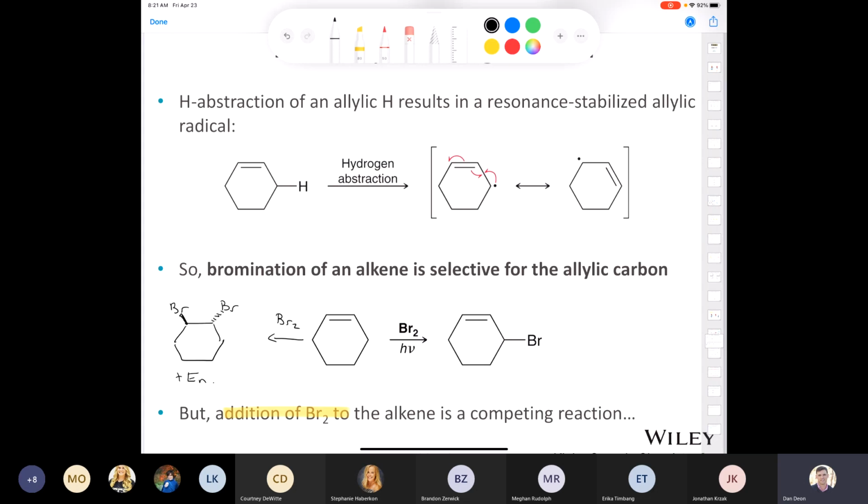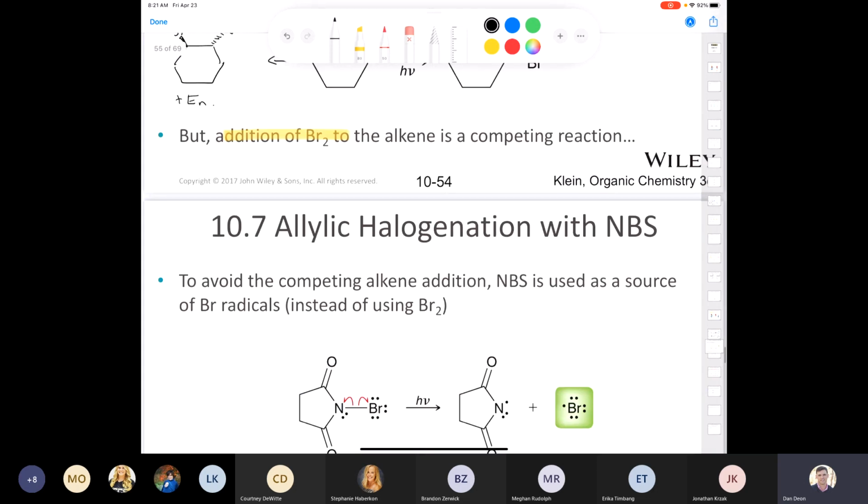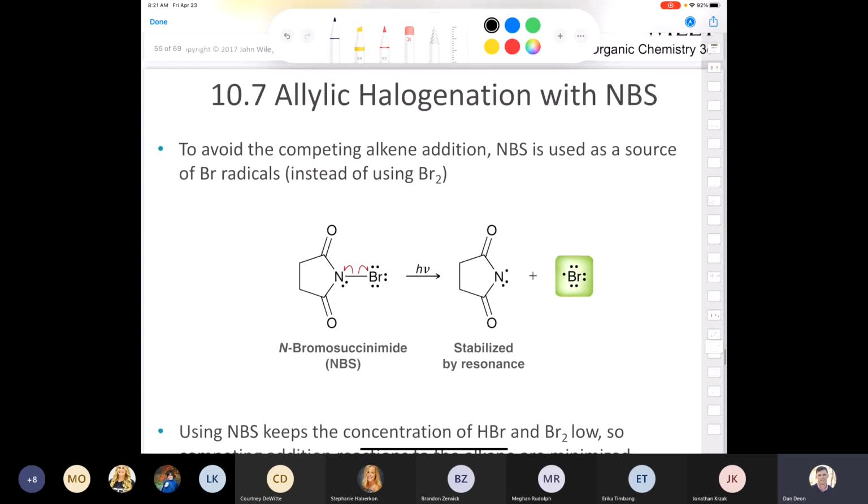So there is a way around that. And the way that we work around that is we use a brand new reagent called NBS, which stands for N-bromosuccinimide.